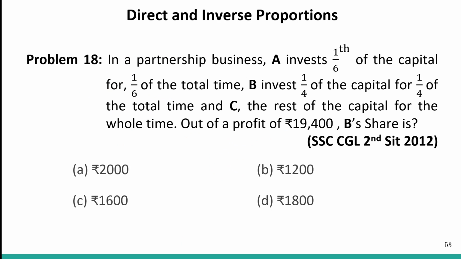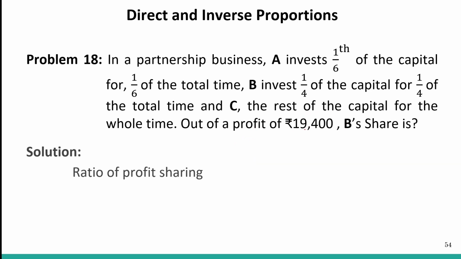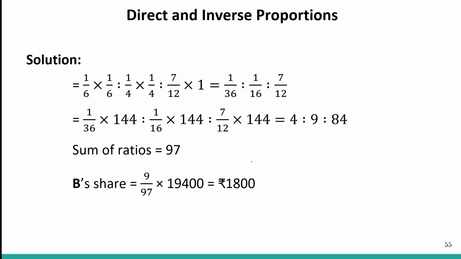Let's see problem number 18. So in a partnership business, A invests 1/6 of the capital for 1/6 of the total time. B invests 1/4 of the capital for 1/4 of the total time, and C invested the rest of the capital for the whole time. Out of a profit of 19,400, B's share will be what? So ratio of profit sharing, what?